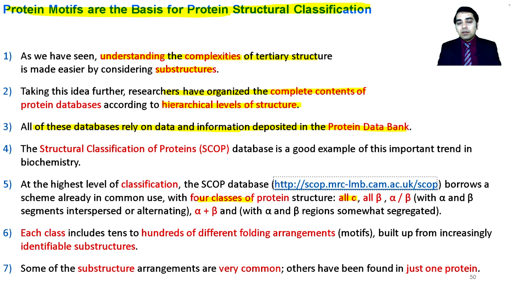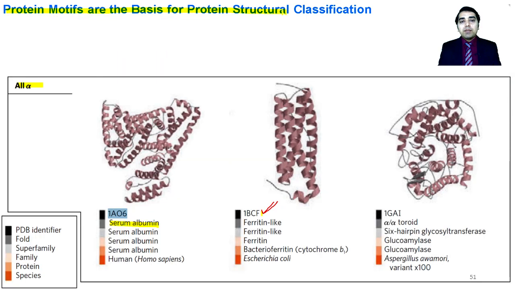All alpha proteins contain only alpha helices, all beta proteins contain only beta sheets, alpha/beta proteins contain alpha and beta segments interspersed or alternating, and alpha plus beta proteins have alpha and beta regions somewhat segregated. Each class contains tens to hundreds of different folding arrangements. Protein motifs are the basis of protein structural classification.